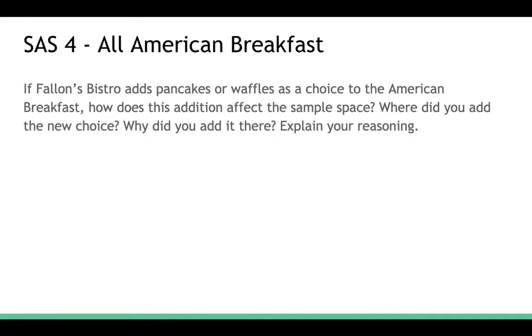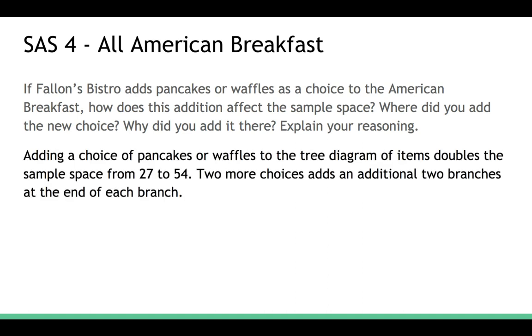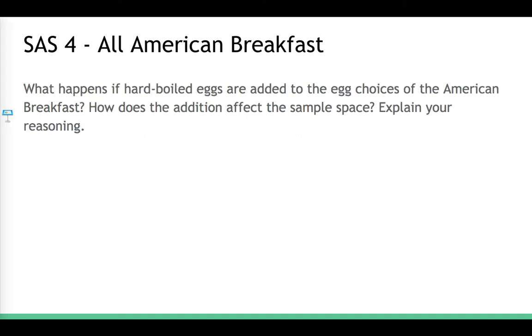So if Fallon's Bistro adds pancakes or waffles as a choice to the American breakfast, how does this addition affect the sample space? And where did you add the new choice, and why did you add it there? And explain your reasoning. Now let's look at it from 2 different perspectives. Adding a choice of pancakes or waffles to the tree diagram of items doubles the sample space from 27 to 54. 2 more choices adds an additional 2 branches at the end of the branch. Or you can start with 2 branches at the beginning. It would do the same thing.